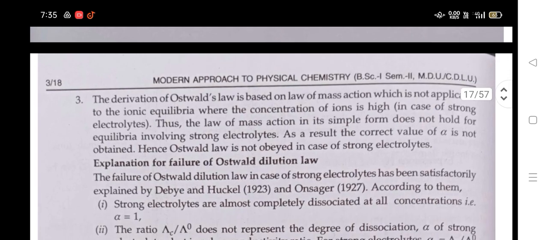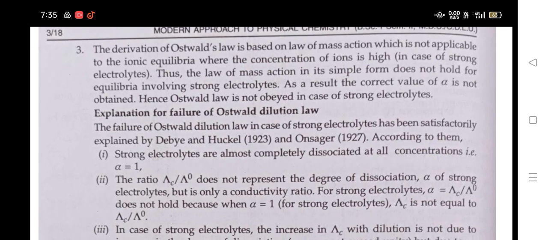Third, the derivation of Ostwald law is based on the law of mass action, which is not applicable to ionic equilibria where the concentration of ions is high. Thus, the law of mass action in its simple form does not hold for equilibria involving strong electrolytes. As a result, the correct value of alpha is not obtained. Hence, Ostwald law is not obeyed in the case of strong electrolytes.